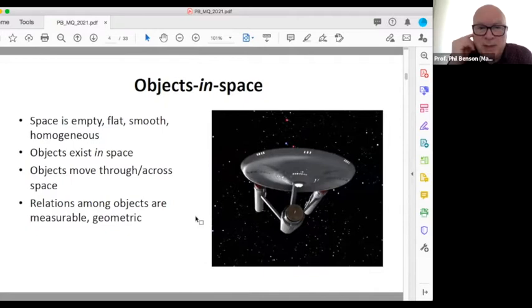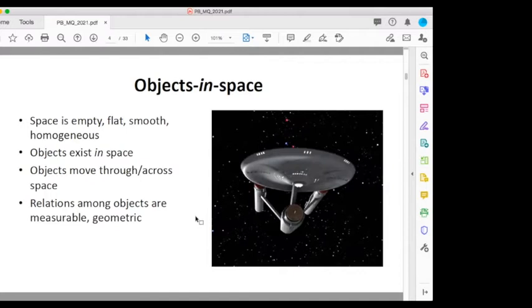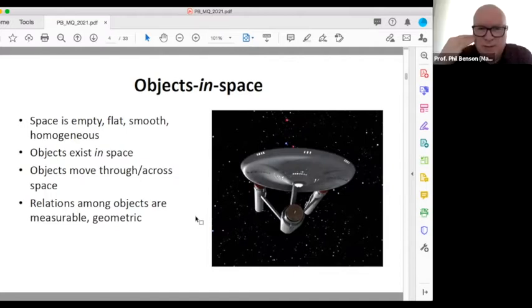So the objects in space perspective basically argues that space is empty, flat, smooth, homogeneous. Objects exist in space, and objects move through or across space. And the relations among objects in space are measurable and often geometric. This is essentially Newton's conception of absolute and relative space, which he introduced towards the end of the 1600s.